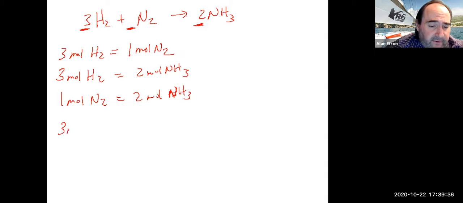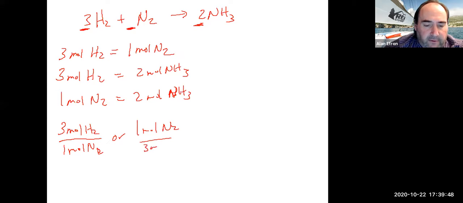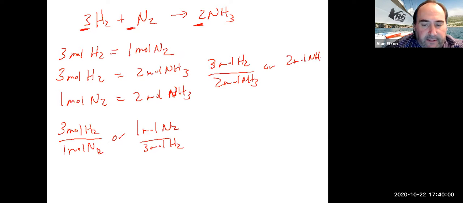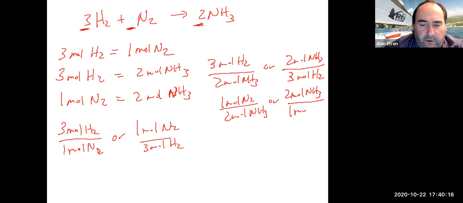So for example, from the first one, 3 moles of H2 over 1 mole of N2, or we could write the opposite, 1 mole of N2 over 3 moles of H2. For our second one there, 3 moles of H2 over 2 moles of NH3, or 2 moles of NH3 over 3 moles of H2. And 1 mole of N2 over 2 moles of NH3, or obviously the opposite there, 2 moles of NH3 over 1 mole of N2.